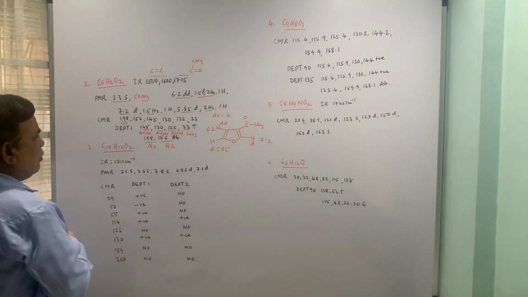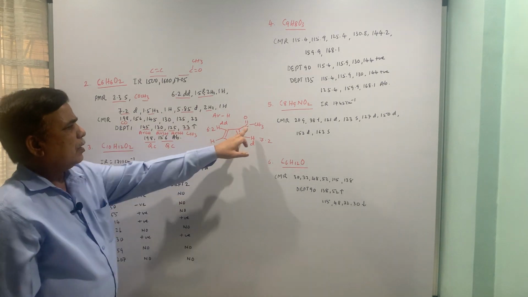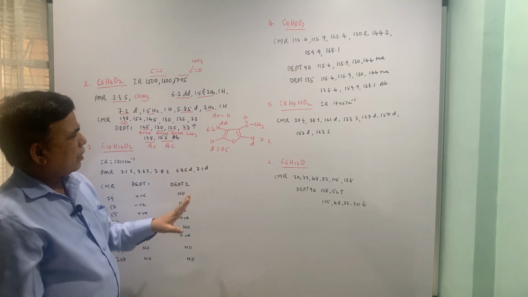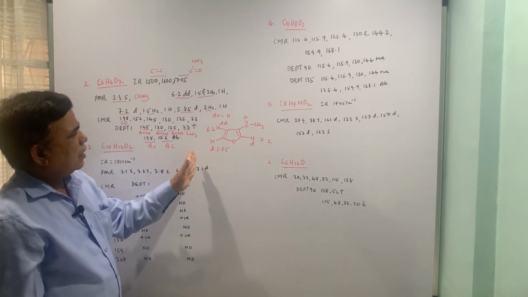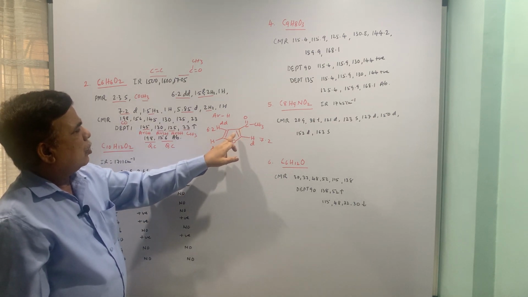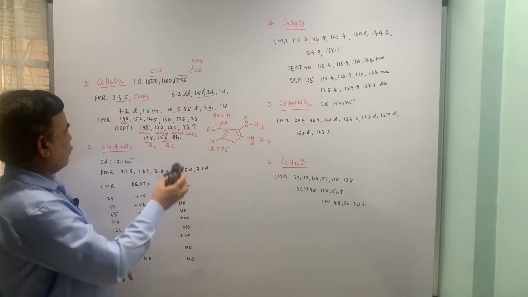The quaternary carbons you can check. This is one, this is second, and the formula C6H6O2. 4 sites of unsaturation are also taken care of, 1, 2, 3, and the ring is the fourth one.